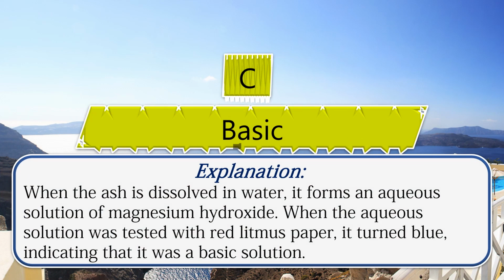The answer is basic. When ash is dissolved in water, it forms an aqueous solution of magnesium hydroxide. When the aqueous solution is tested with a red litmus paper, it turned blue, indicating that it was a basic solution.